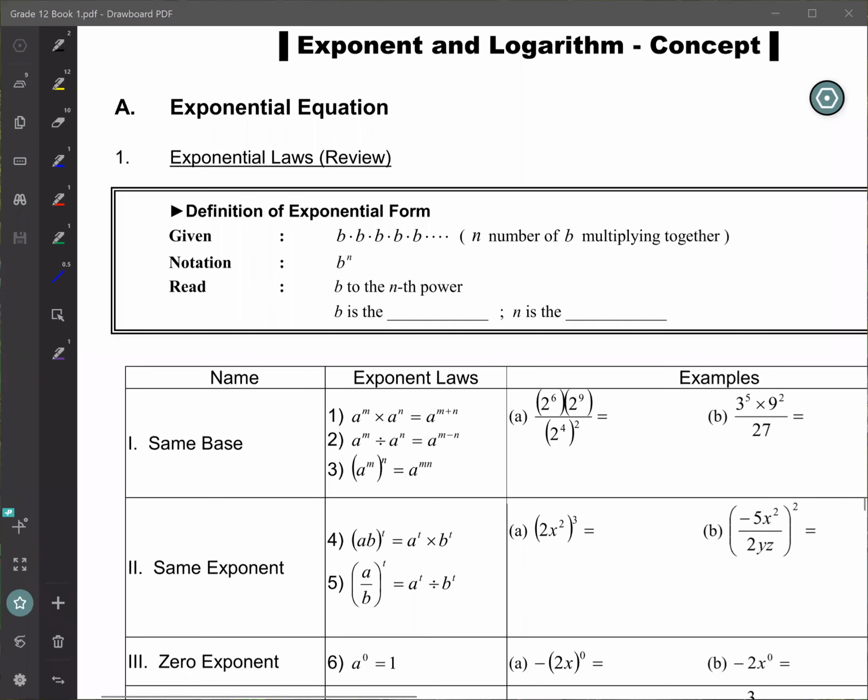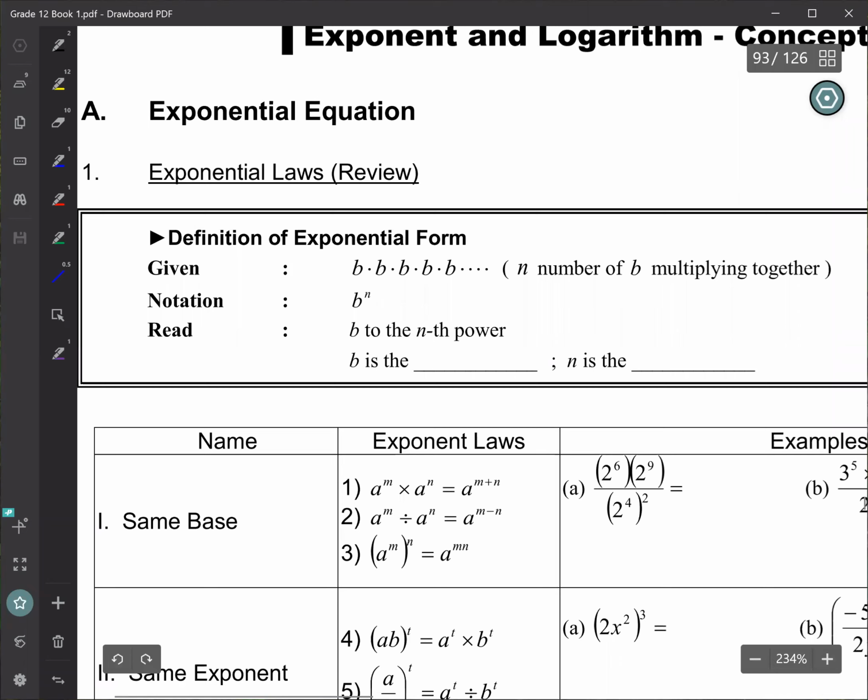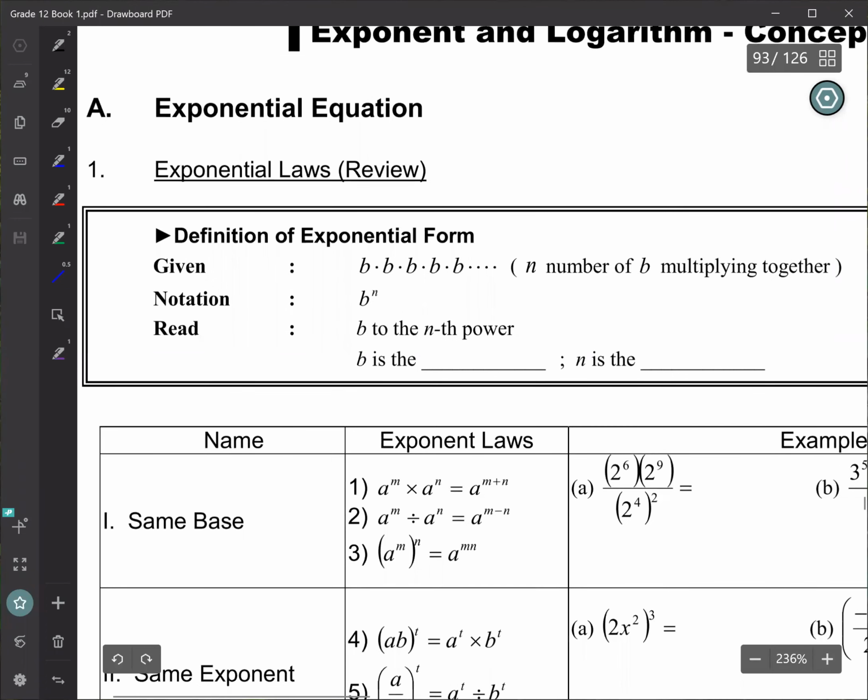If you have b times b times b, right? A lot of b multiplied together, you can write it as b to the n. So we just say b to the nth power. And b is called what? What's the name for b? Eric? I don't remember. Okay, anyone remember? You remember? Base. Base, very good.